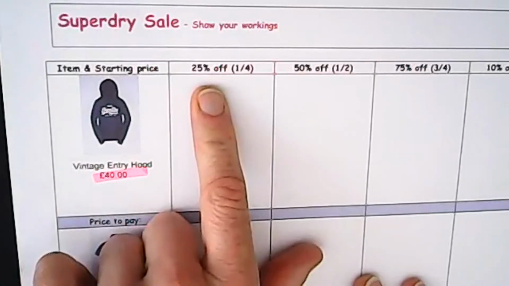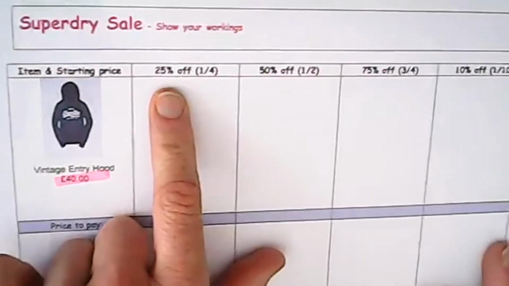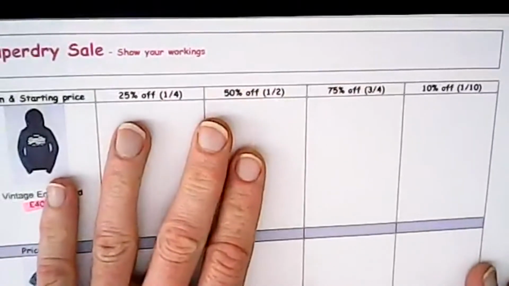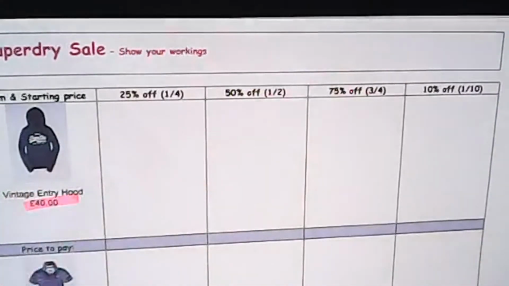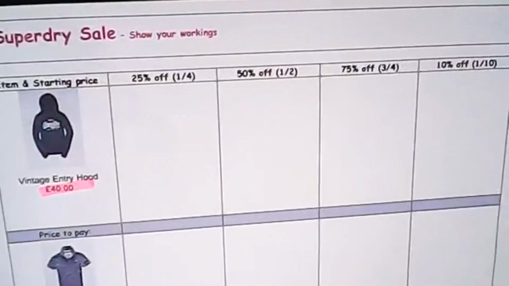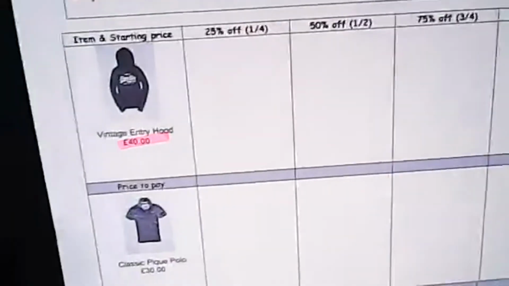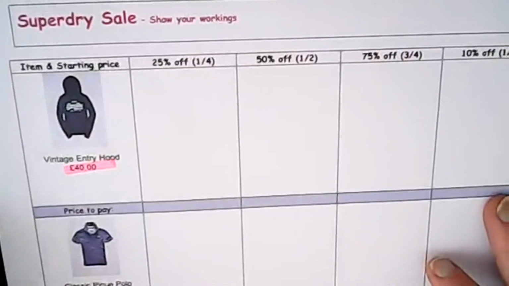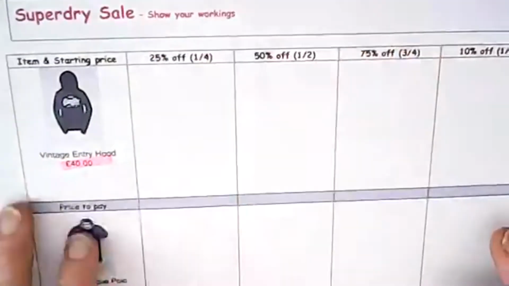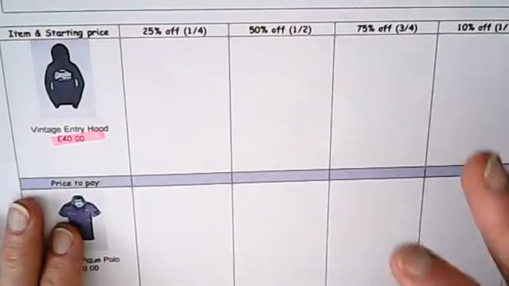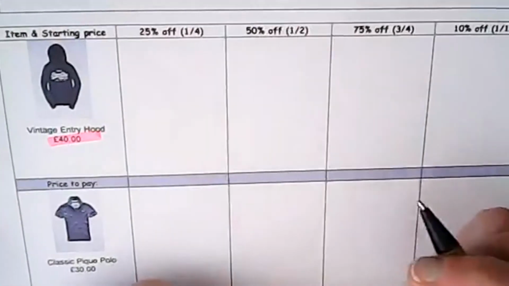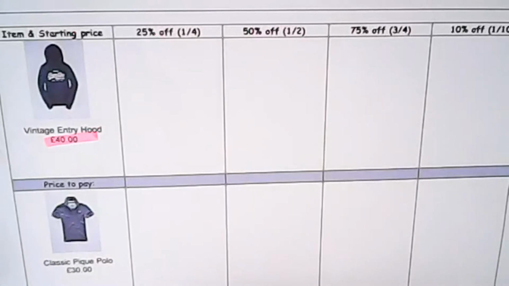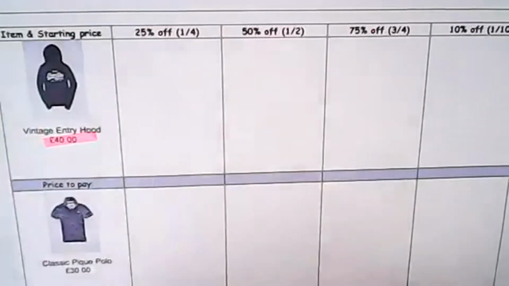Anyway, this shop is offering a 25% discount. So what we're going to do there. Now this worksheet is designed as a non-calculator worksheet. I'm having a few technical issues with the camera, so please bear with me. That's why it's a funny sort of slant, but it's okay. We can still work out what's going on.